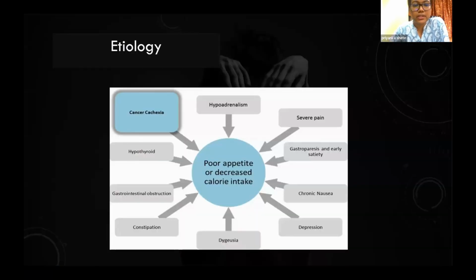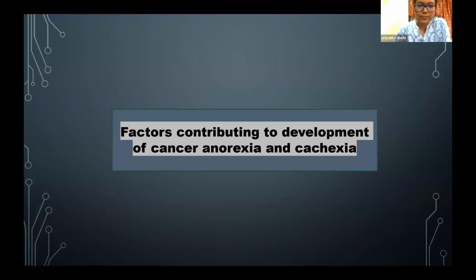Now coming to see etiology. Poor appetite and decreased calorie intake due to hyperthyroidism, severe pain, gastroparesis, early satiety, chronic nausea, depression, dysgeusia, constipation, obstruction, hypothyroidism, and mainly cancer cachexia.